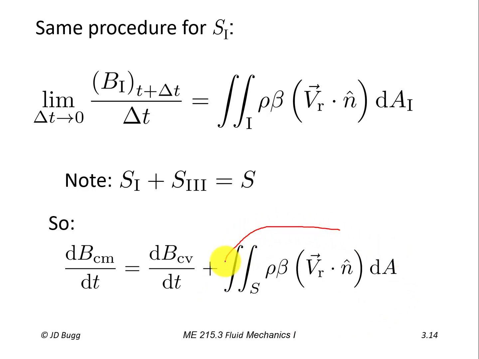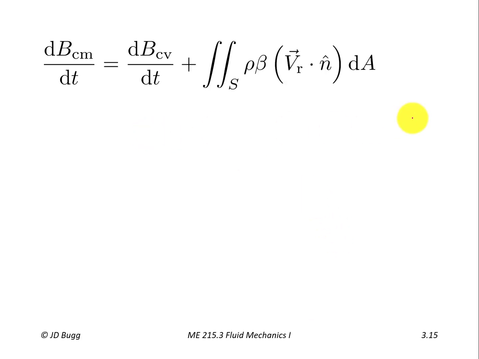So remember what this is. This is the net rate, including all the inlet and exit regions, at which quantity B is leaving the control volume. So that accounts for both inlets and exits. So this is the same equation just at the top of the slide. The very last thing we're going to do here before we get to our most general form of the Reynolds Transport Theorem is we're going to expand this term a little bit. We're going to represent it in a little bit more general way. So what is this?